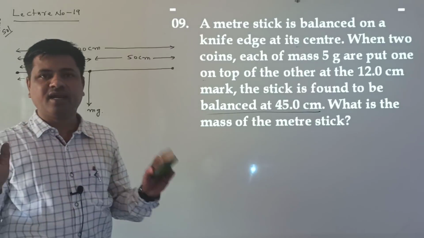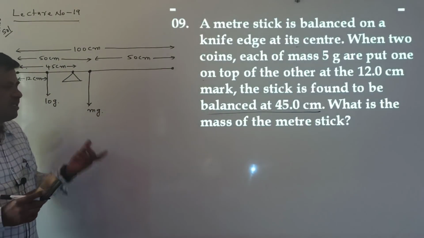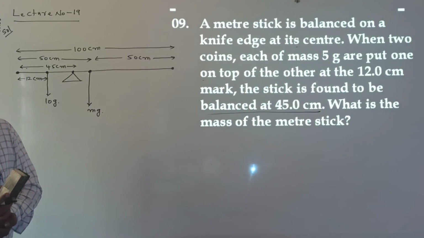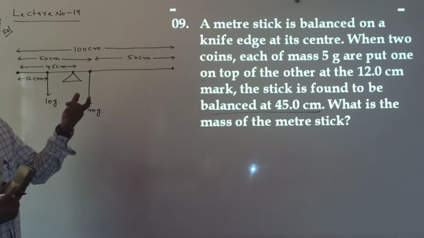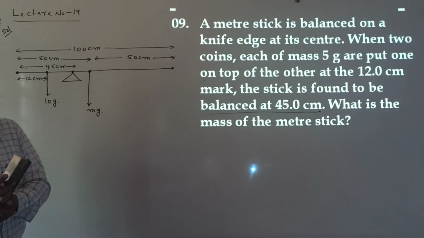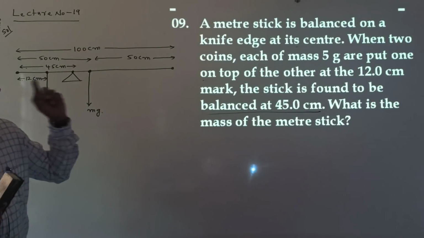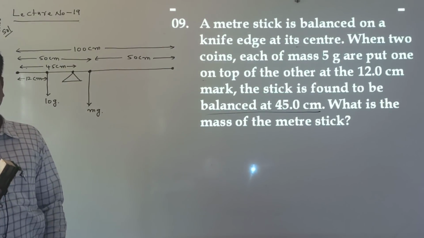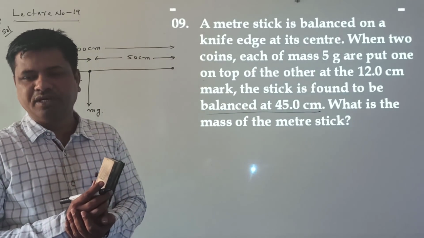First, clearly understand this. Balanced point at the middle means weight is acting in the middle, that is taken as mg. Now suppose 10 grams is there. 10 grams means the weight is 10 g. That 10 g is marked at 12 centimeter distance. Now the balanced point is changed to 45.0 centimeter.